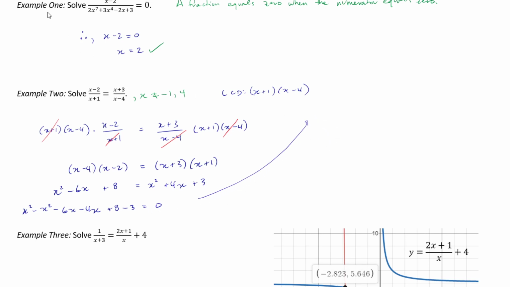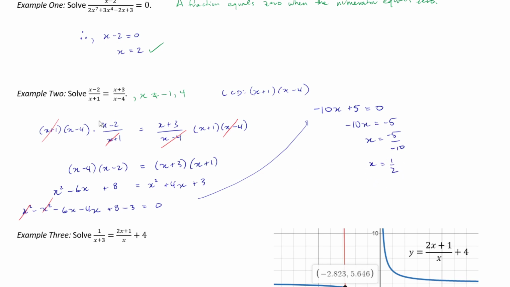Okay, noticing that the x squareds cancel, I end up with a simplified version of this equation, which is negative 10x plus 5 is equal to 0, and then bringing the 5 over, negative 10x is equal to negative 5, x is equal to negative 5 over negative 10, so x is equal to 1/2. I check my solution here.